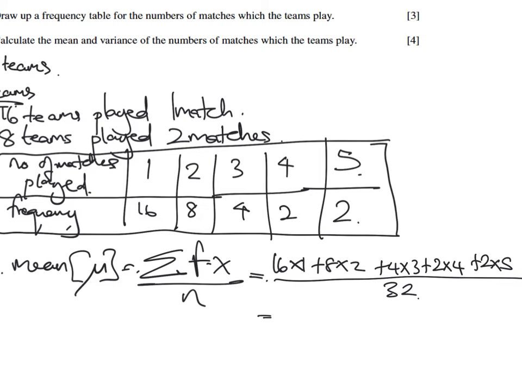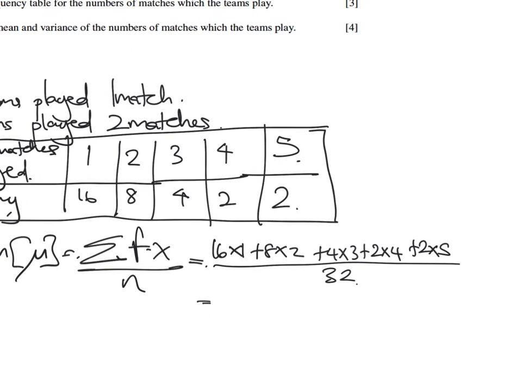So that's 16 plus 16 plus 12 plus 8 plus 10, and the answer is 62. So 62 divided by 32, and your answer is 1.9375, or rather 1.9423 SF.